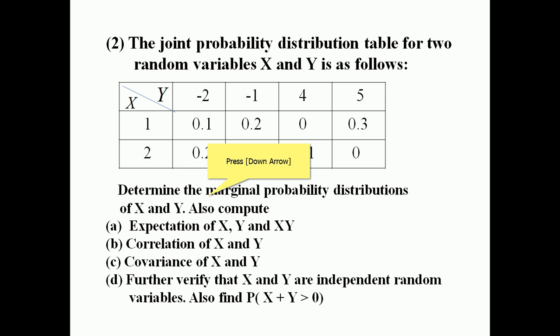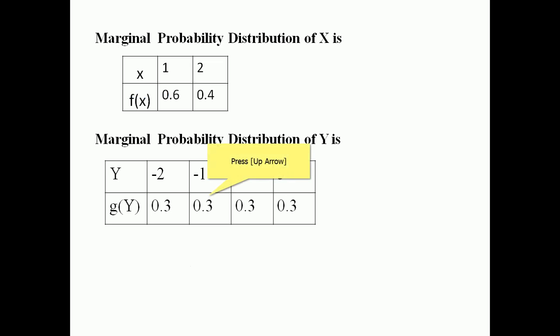First, we'll write down the marginal distributions of the variable x as well as y. X takes the values 1 and 2. The corresponding probabilities are: the sum of the first row values is 0.6, the sum of the second row values is 0.4. That is the marginal probability distribution of X. And the marginal probability distribution of Y: Y takes the values -2, -1, 4, 5. The sum of the first column values is 0.3, the second column sum is 0.3, the third column sum is 0.3, and the fourth column sum is also 0.3.